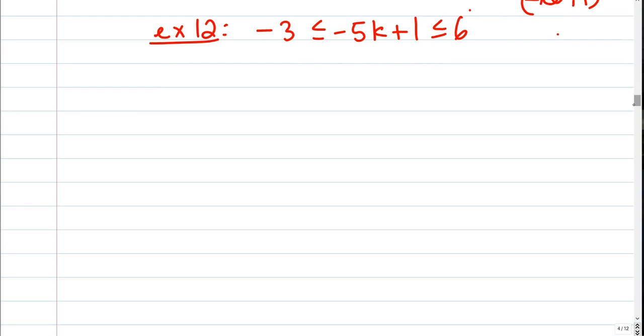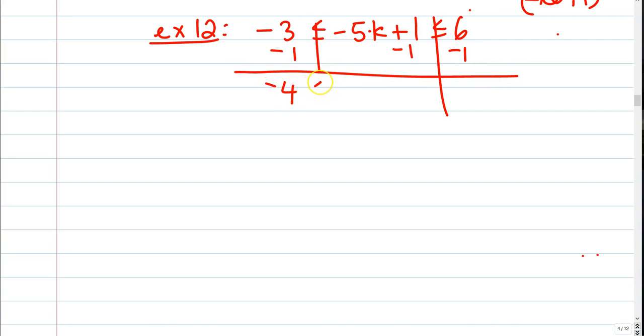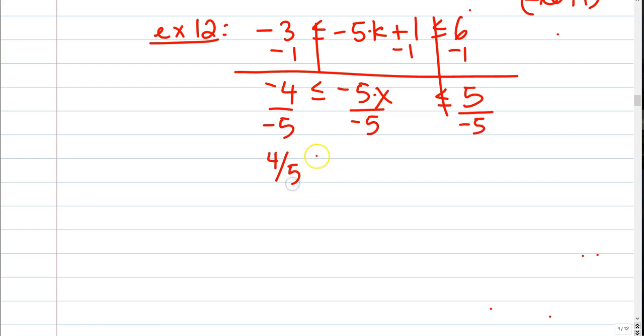Example 12. How do I undo? I see k being multiplied and added. We start by subtracting. Negative 4 less than or equal to negative 5k less than or equal to 5. We divide all three sides by, well, it's being multiplied by a negative 5. The negative and negative make that a positive. The negative and negative make that a positive. The positive and the negative make that a negative.